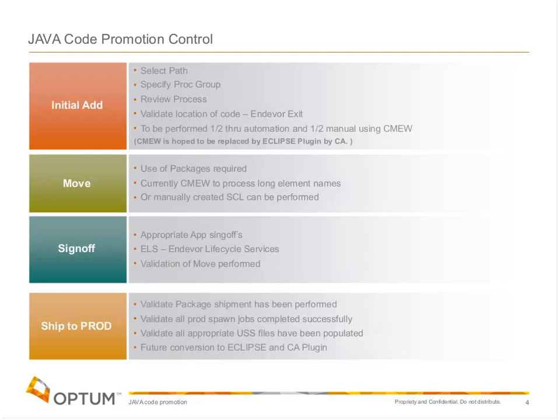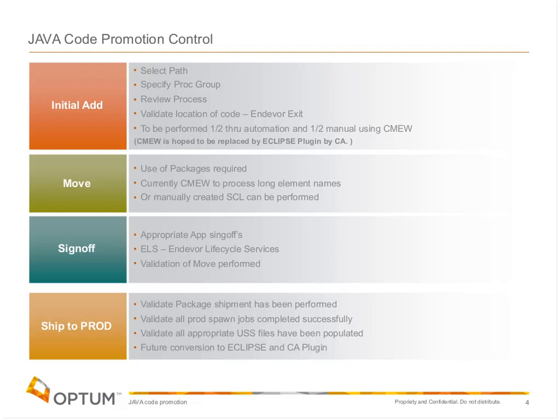Initial add: select the path, specify a processor group, all this stuff. We're running CMEW, Change Manager Enterprise Workbench, right now until the Eclipse CA plugin is available, so that we can add right from the HFS directory. This way it adds right into Endevor. It's basically seamless. There is no copying of files from the PC world to your desktop. It is not allowed. You have to go right from the development, we call that deployment tool, right to the HFS file on the mainframe, right into Endevor. So the only way you can do that right now is through CMEW.